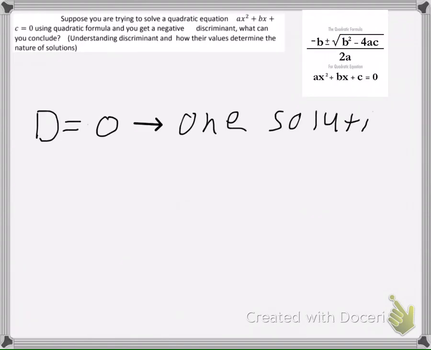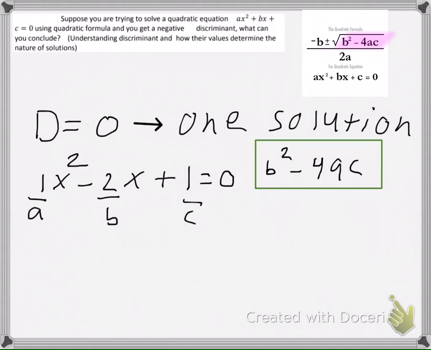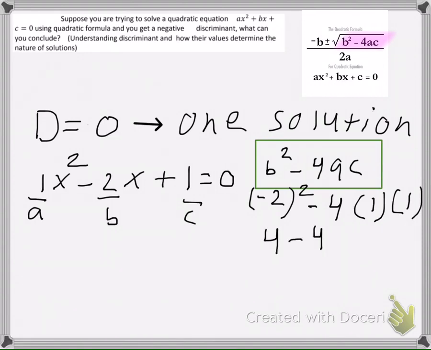The first one is a case where the discriminant is equal to 0. This is the example equation. Let's say you don't know that the discriminant is equal to 0. How would you check that? You would use the expression b squared minus 4ac and plug in b, a, and c. So I have negative 2 squared minus 4 times 1, which is 4 minus 4, which is 0. So the discriminant was equal to 0.